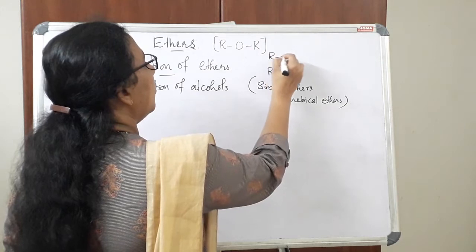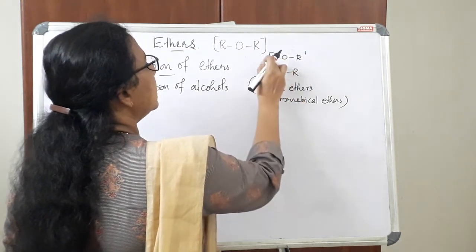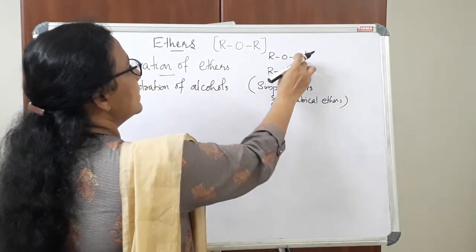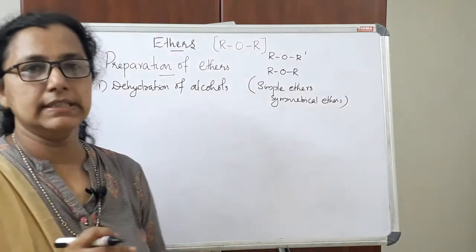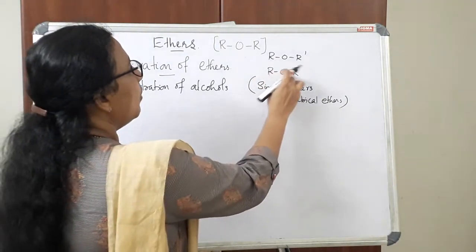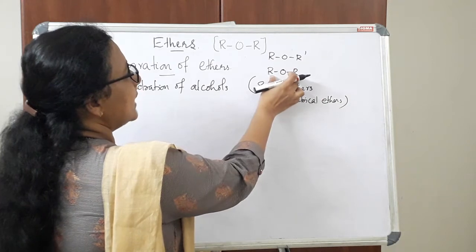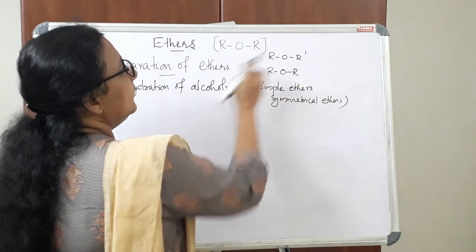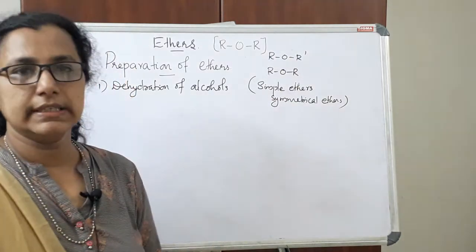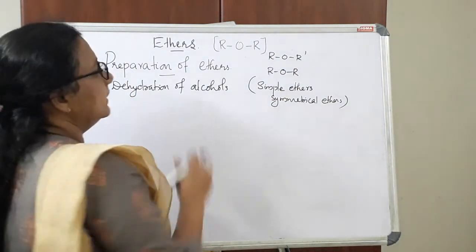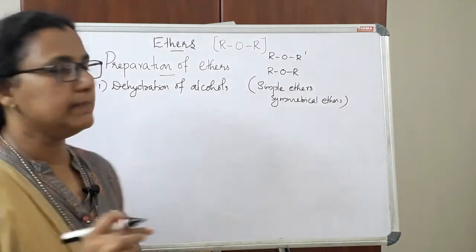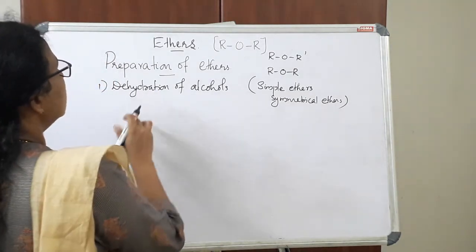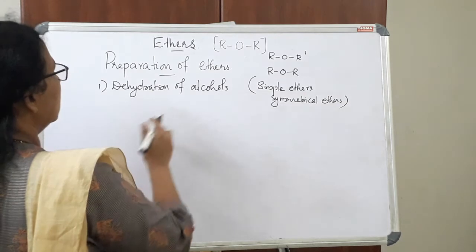If we are writing ROR', that is the general formula for mixed ethers. In the case of ROR, where both the alkyl groups are the same, it will be a simple ether. If the alkyl groups are different, it is a mixed ether. So this method is for the preparation of simple ethers. The method is called dehydration of alcohols.